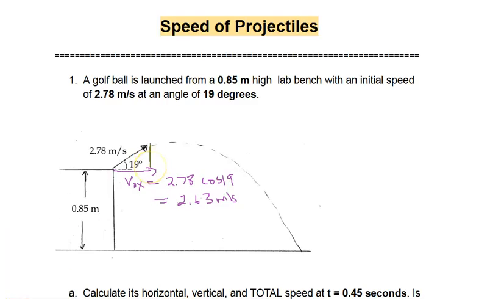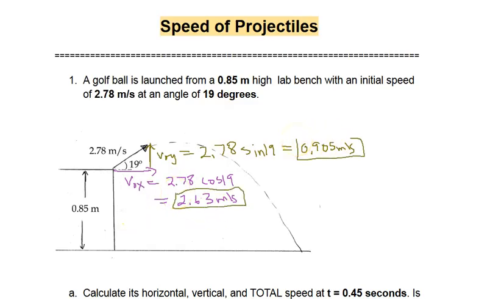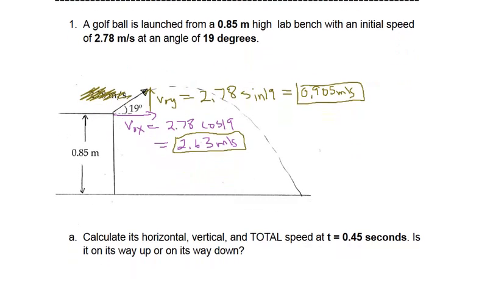And then V naught Y is 2.78 sine of 19 degrees, which is 0.905 meters per second. So it's mostly over, but a little bit up, which is going to increase its hang time a little bit more from if you'd launched it straight out. And then get out your eraser, cross out the 2.78 so you don't accidentally put that in somewhere. All right, that is step 1, even if the problem doesn't ask you to do that.